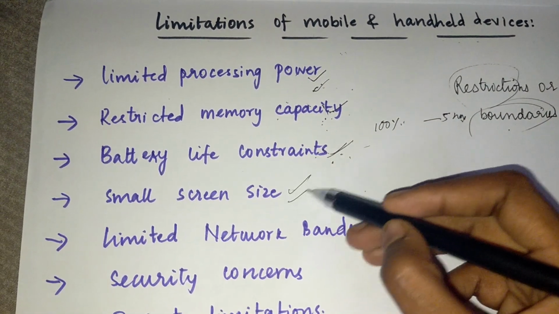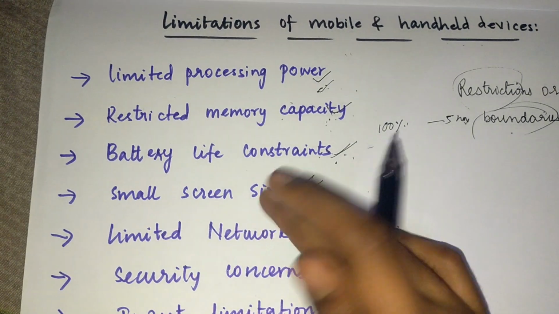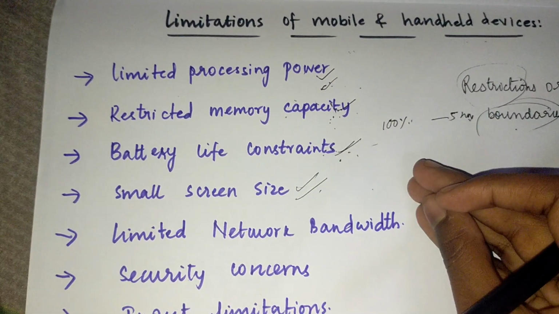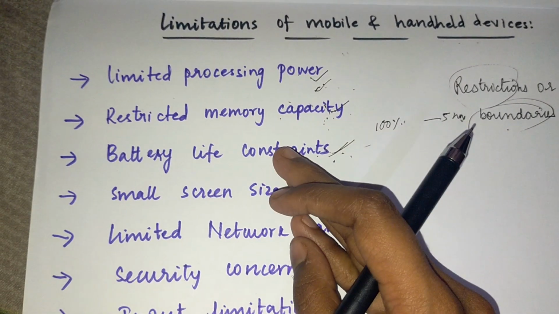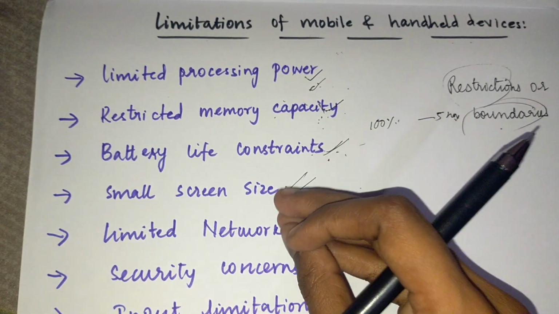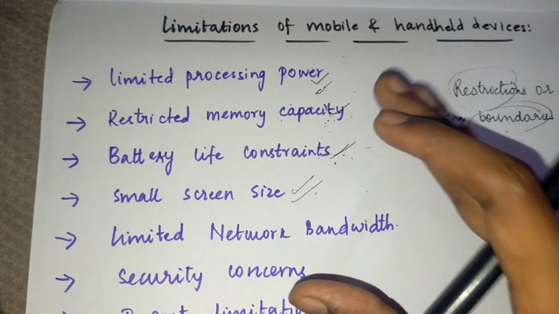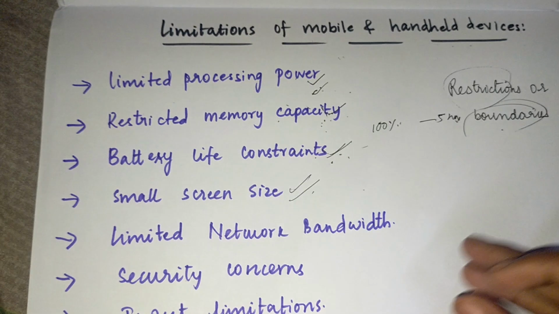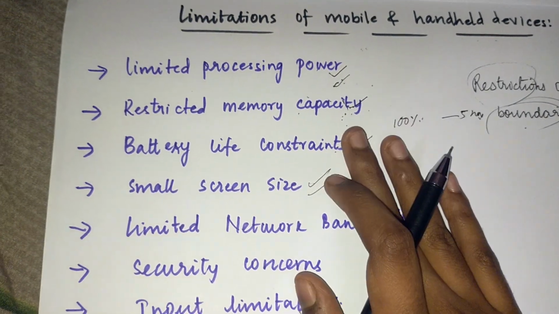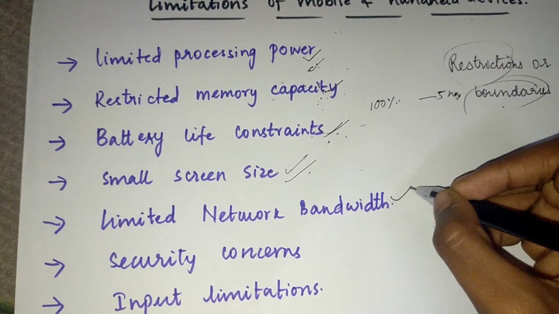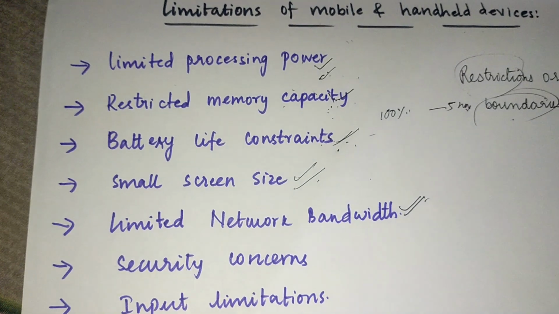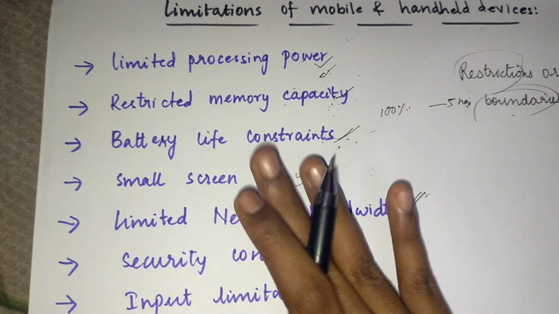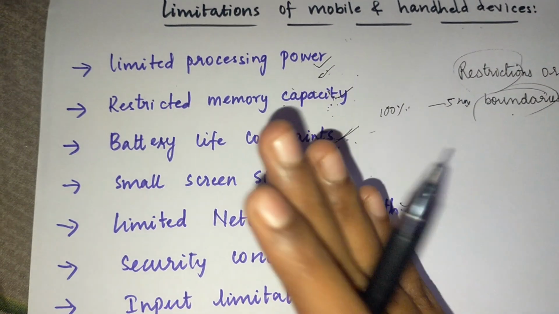Next one is small screen size. The small screen on these mobile devices can hinder certain applications and limit user experience. Suppose you can see whatever information is required only in that particular screen size. Certain applications can only get downloaded, and you will only get a limited user experience. Next one is limited network bandwidth, which means we have connectivity issues or slow data speeds, which can affect the performance of online activities on mobile devices.